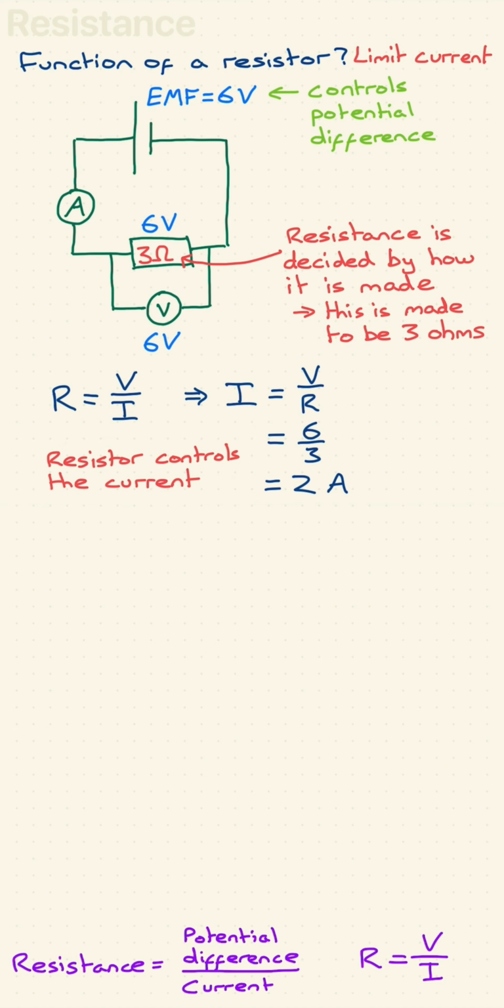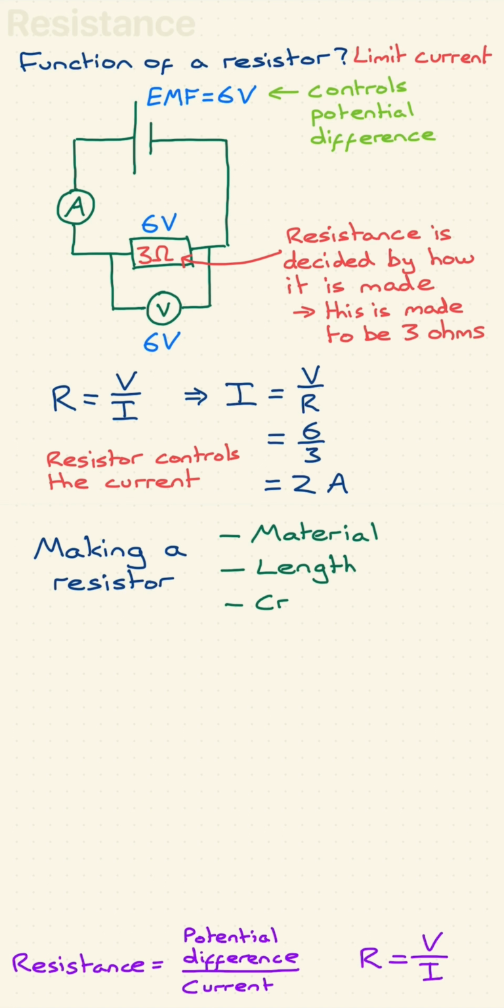Okay, now we know that the resistance is controlled by how the resistor is made. What actually controls the resistance? There are 3 basic things we can control when we make a resistor. What it is made of, the material, its length, and its cross-sectional area. In other words, we're controlling the material and the volume.